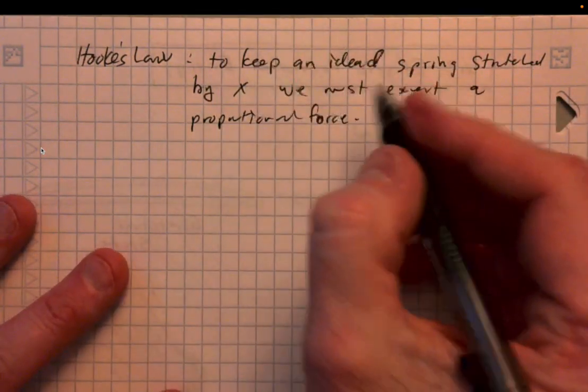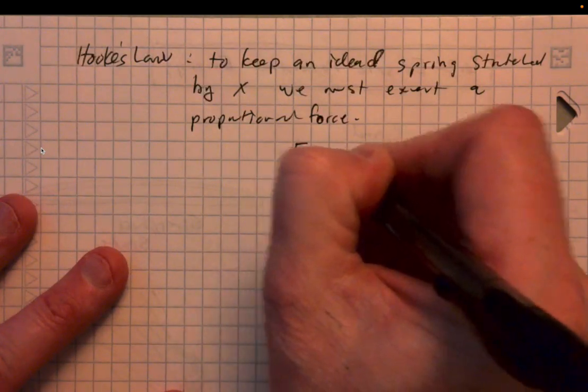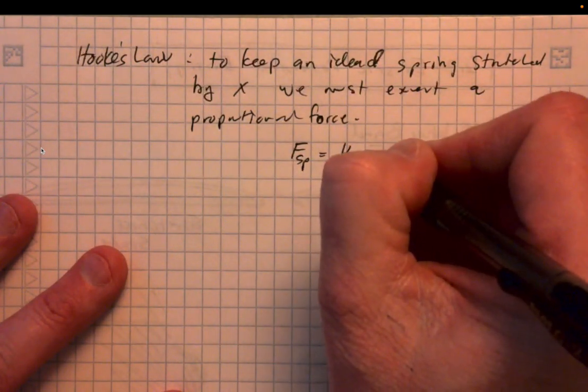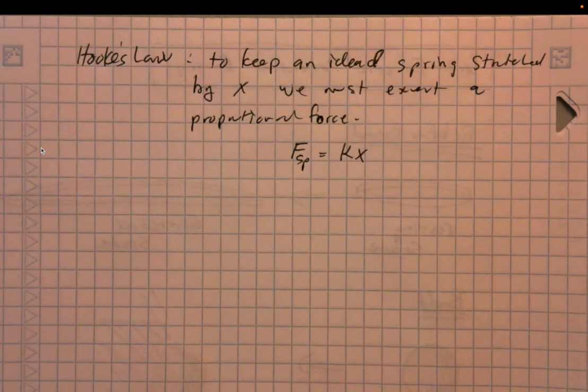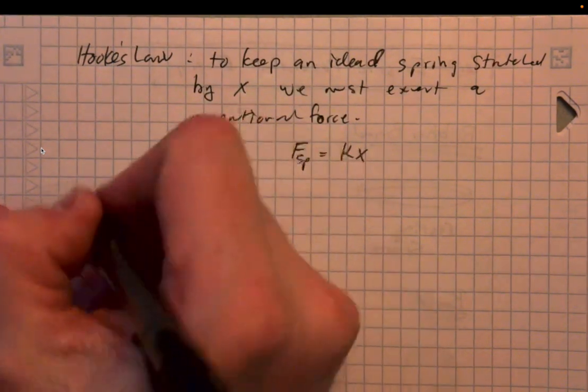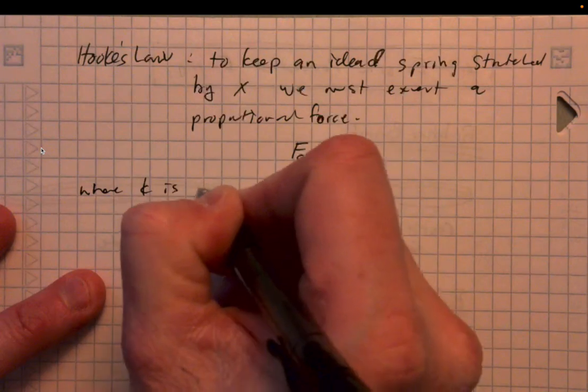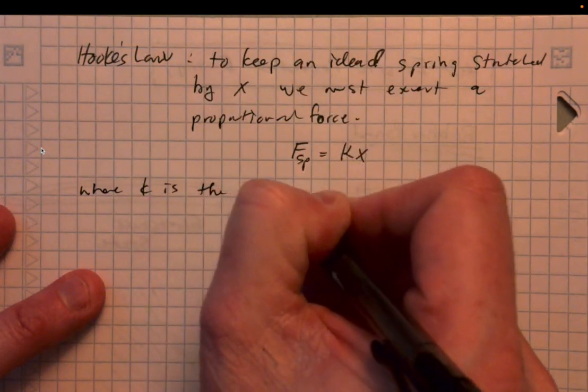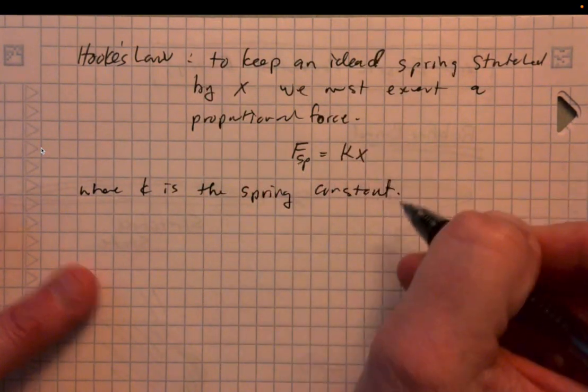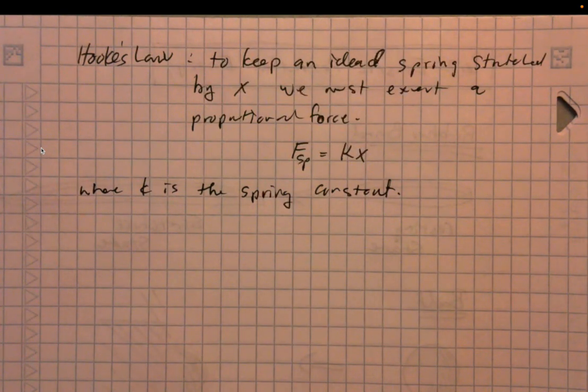So what this all boils down to is that the spring force is equal to K times X, where K is based on the particular spring in question. K is the spring constant. All springs have a different rigidity, and so a large K indicates a very rigid spring, and a very small K indicates a very non-rigid spring. Depending on this K, the amount of force that's required to stretch it varies.